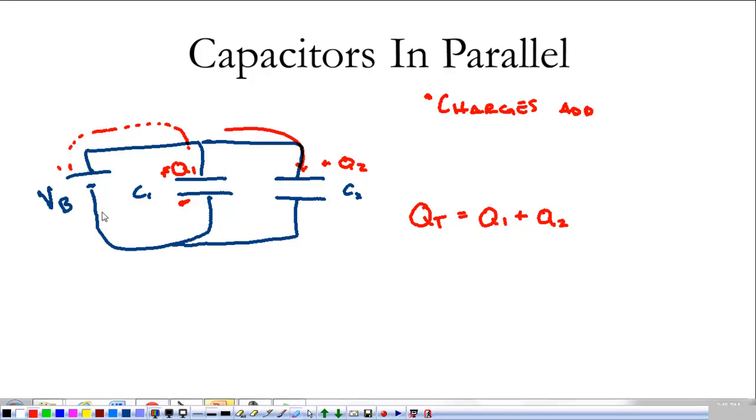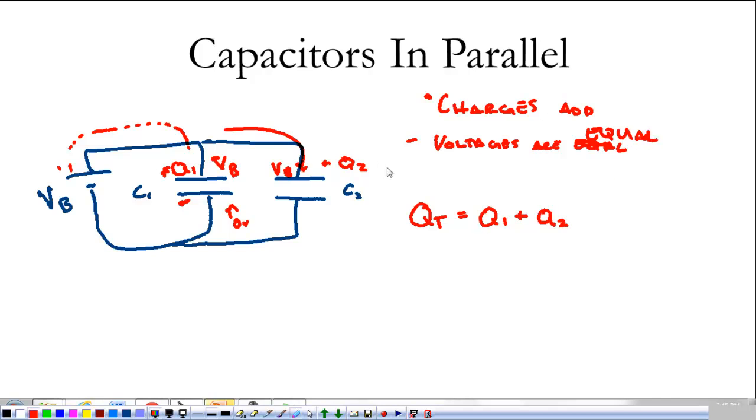At the same time, I know that anything attached to this battery is going to have the same voltage as the battery, and it's going to have 0 voltage over here. In parallel, the voltages are equal on the branch. For each parallel branch we have, equal.